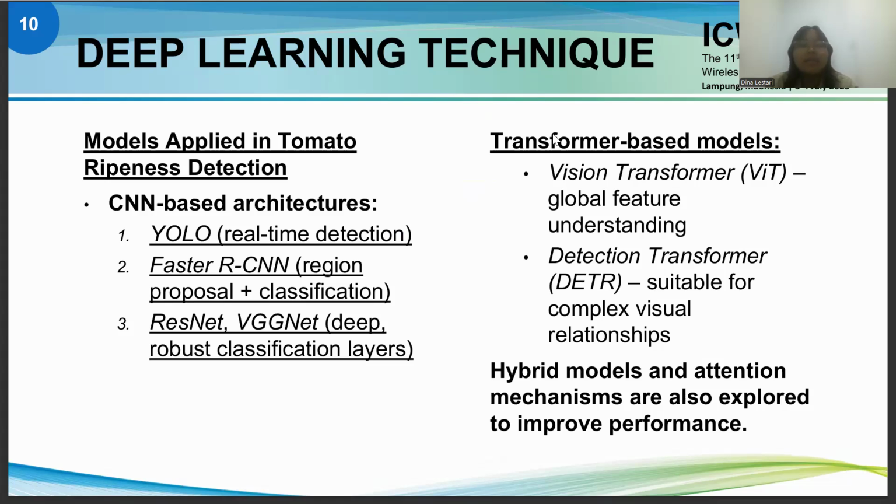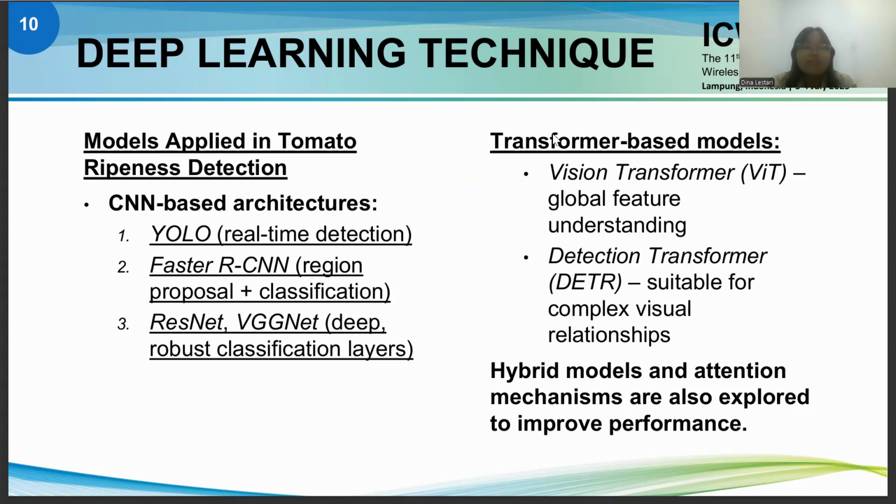The deep learning techniques used are categorized into three groups. CNN-based models have an example like YOLO. This is the real-time detection widely used in agriculture. And the second one is Faster RCNN, two-stage detection with high accuracy. And the ResNet and VGGNet known for robust feature extraction.